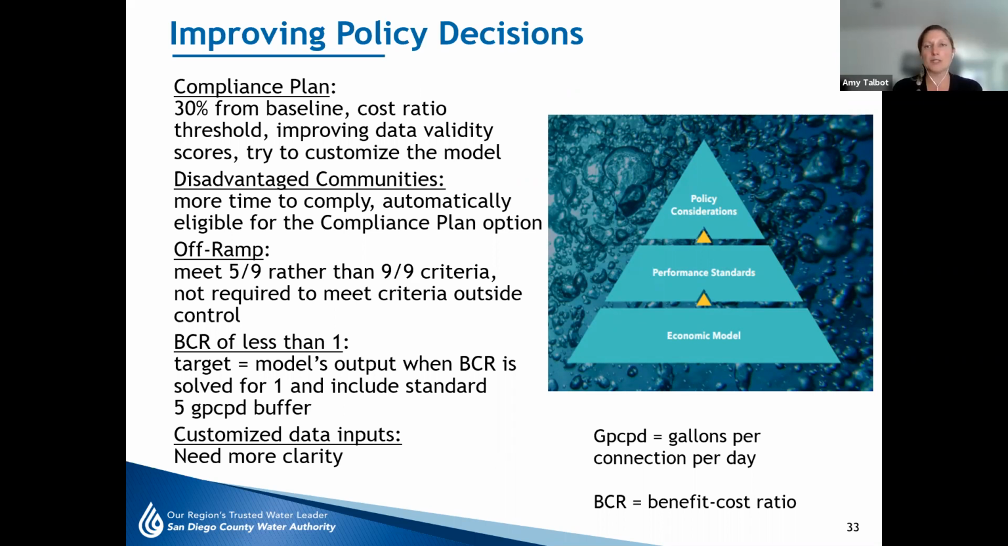They would have to meet a certain cost ratio threshold. They would need to commit to improving data validity scores, and they would need to show the state that they have tried at least to customize the model. And then with that, you would go to the state and say, I can't make my target, but here are the 5 things I can do.